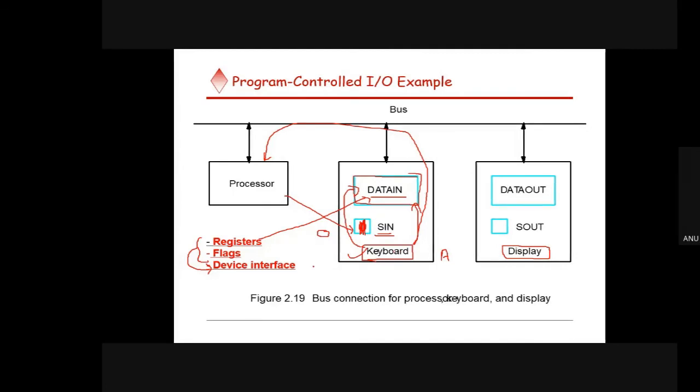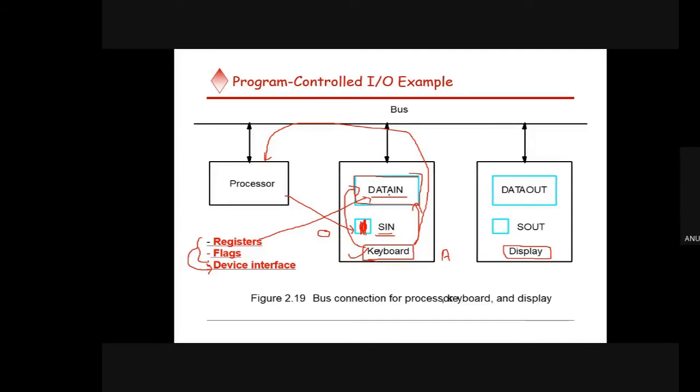So keyboard driver or keyboard interface, that means the main components are one is the data in register and one is the SIN flag. So when from the keyboard, the data was read into the data in register and the SIN flag is set to 1, that means your data in register is completely filled. That time the complete data from the data in register will be moving to your processor, where you can store the data.